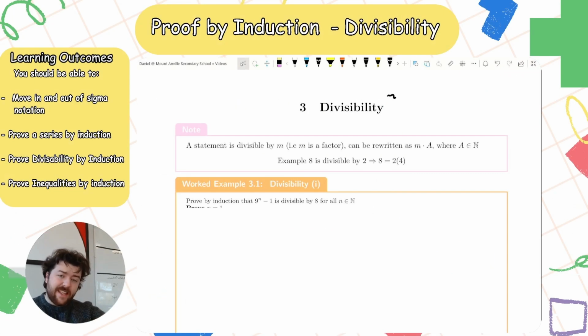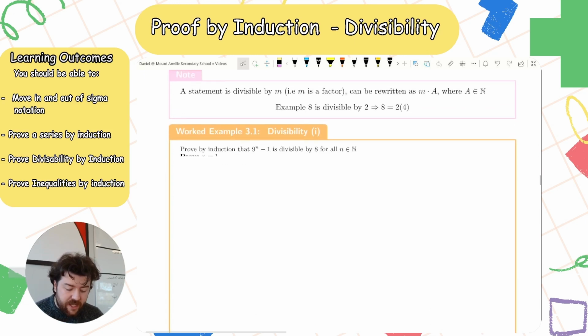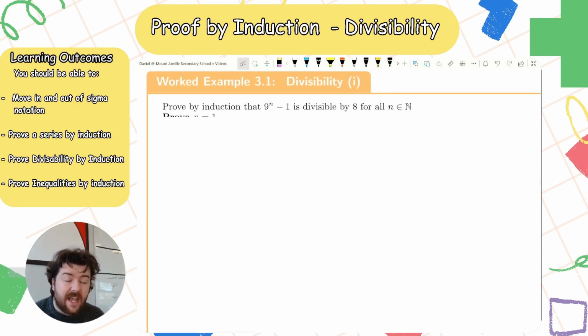Hello everyone. In this video we're looking at proof by induction, specifically the divisibility proofs. What these essentially are is we're just trying to prove that a certain function or term or anything is always divisible by a certain number. So if we look here, prove by induction that 9 to the power of n minus 1 is divisible by 8. It's the same steps as before.